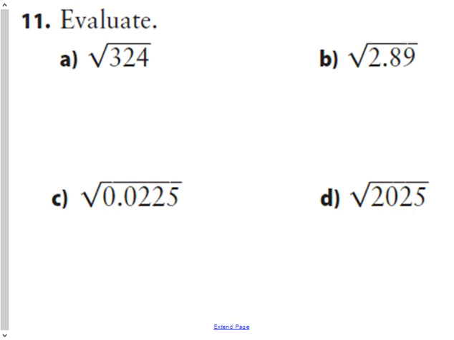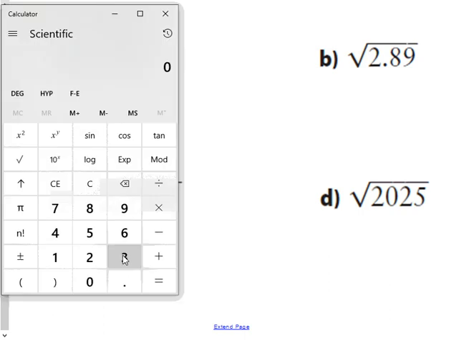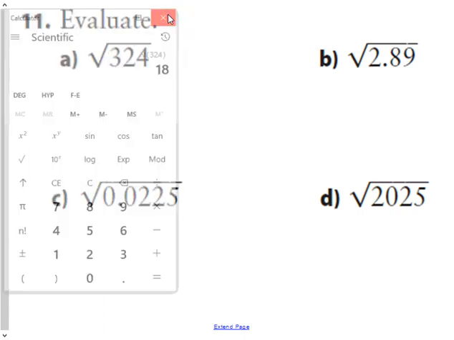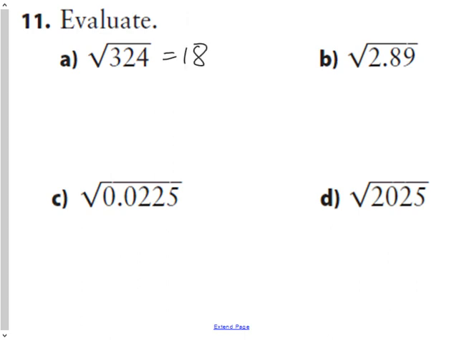Okay, what is the square root of 324? It says evaluate. So for these ones, you can use a calculator. So what is the square root of 324? Grab your calculator, press square root. It's 18. All right, for that one there.